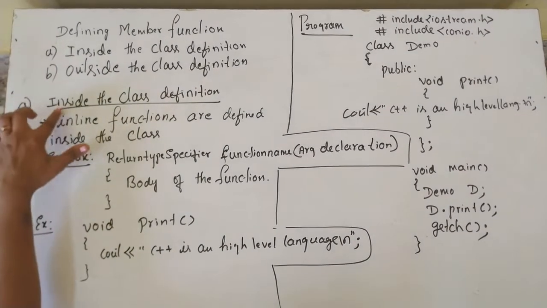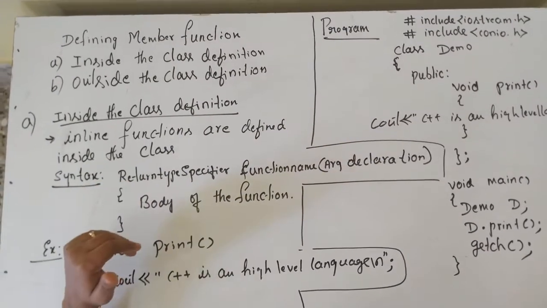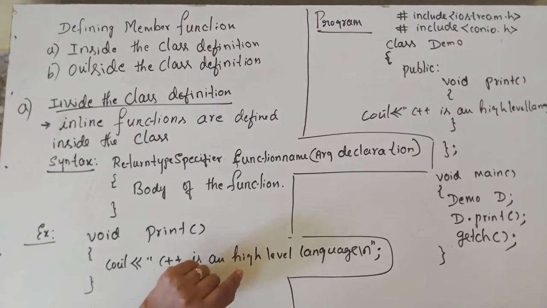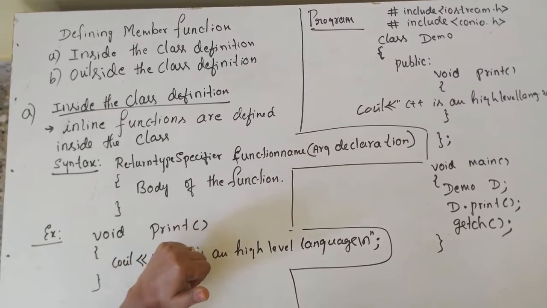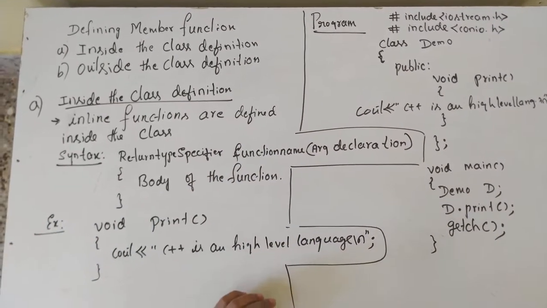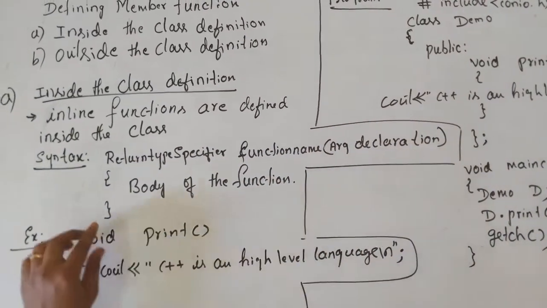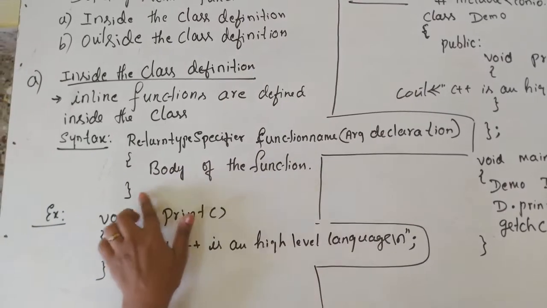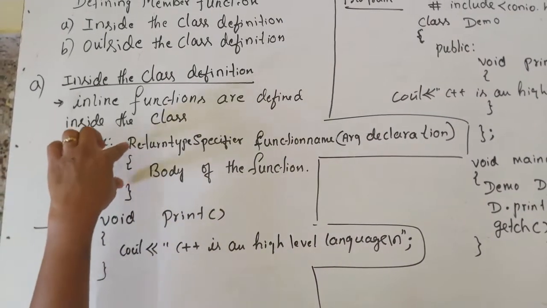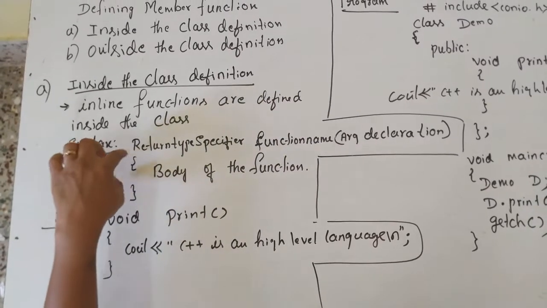Let us consider inside the class definition. What type of functions do we usually define inside the class? Inline functions. I'll tell you later what an inline function is. Okay. So let us know the rule for how to define a member function inside the class. Return type specifier, function name, argument declaration, and open flower bracket, body of the function. So this is the rule to define a member function inside the class. You have to remember this syntax.